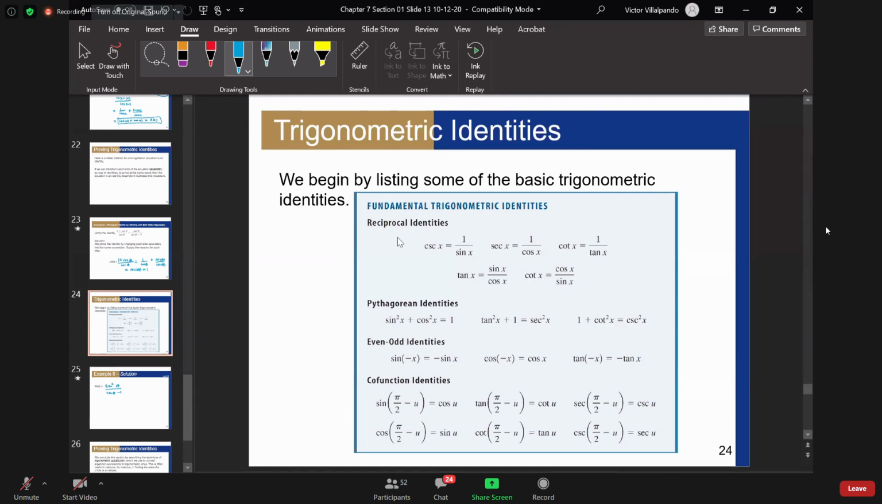Do you agree that this might be a good candidate to use to rewrite tangent squared as something else? Obviously, I would have to manipulate the equation. So let's pull that one. Tangent squared plus 1 equals secant squared.